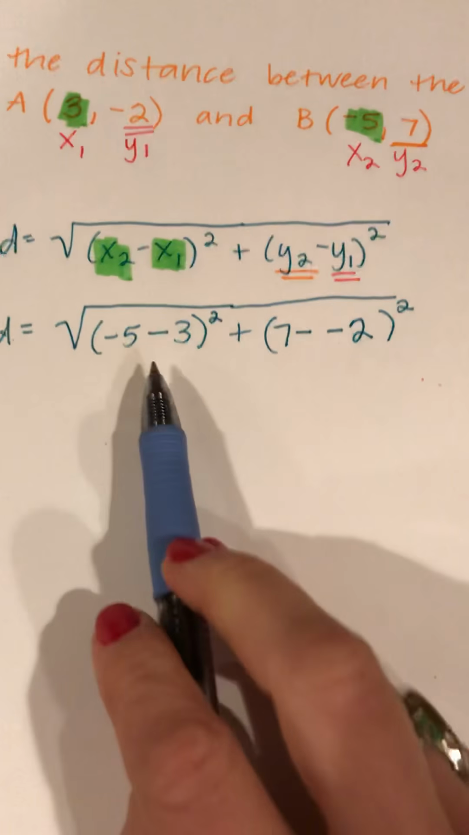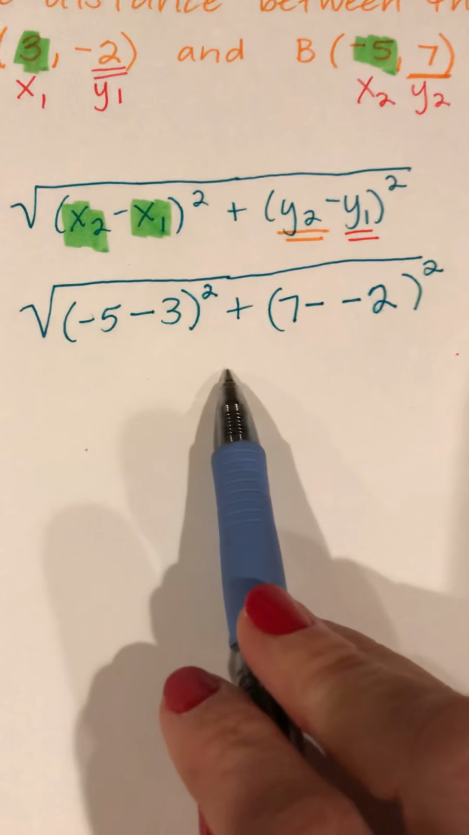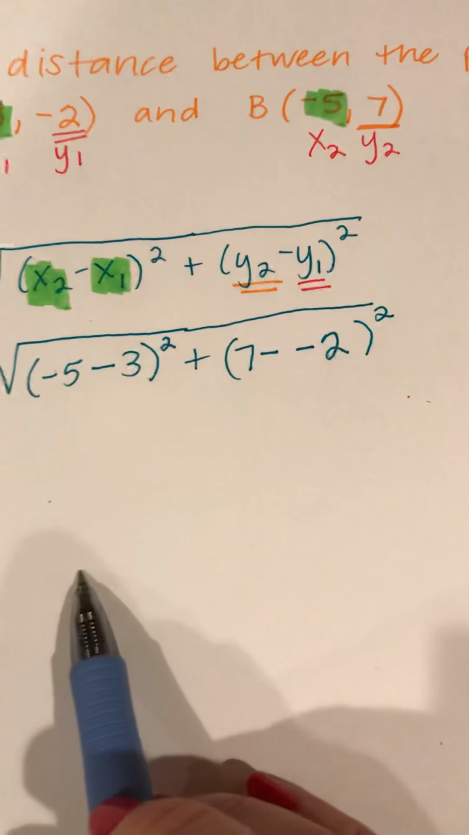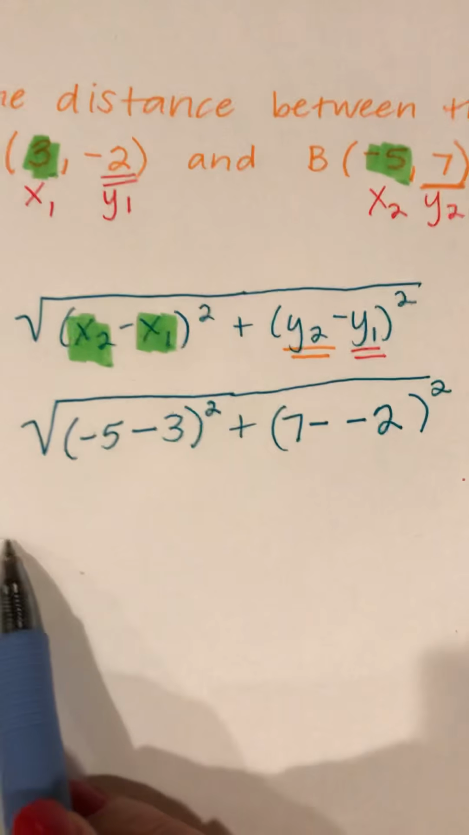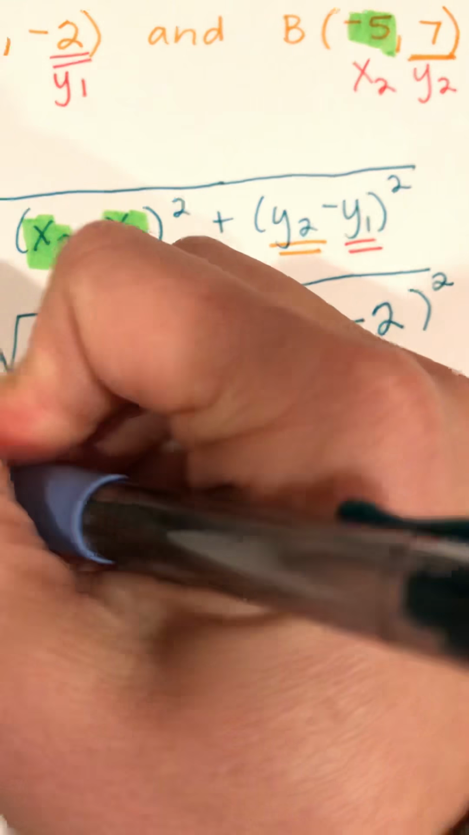Now, you could type this all into your calculator in one fell swoop, but I'm going to be honest with you. I mess it up every time. I mess up my pluses. I mess up my minuses. I forget a parenthesis. I forget a squared. So I'm going to actually do it piece by piece.